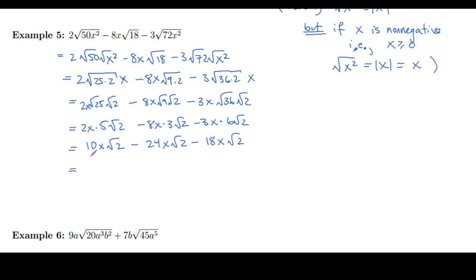All right, and so these are like your coefficients again, right? They're all in front of the same root, so then we can do the subtraction, right? So 10 minus 24 is minus 14, right? And then minus 18, we'd have what? Minus 32, is that right?